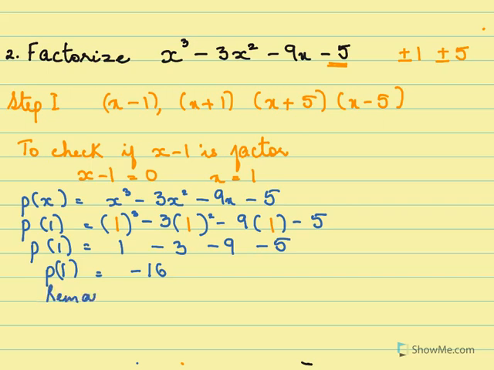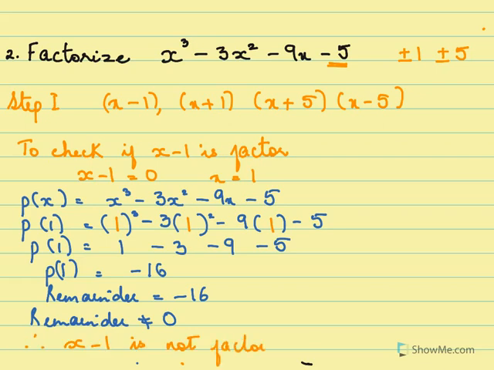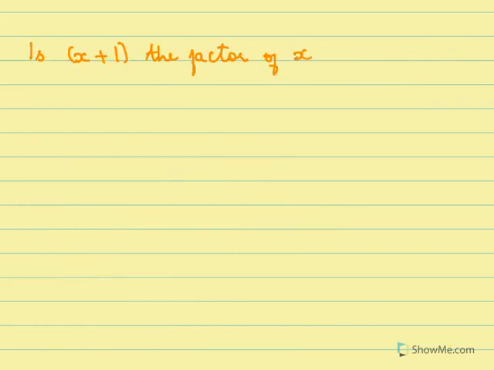Now the remainder is equal to minus 16. The remainder is not 0. Not equal to 0. Therefore, I can say x minus 1 is not a factor of x cube minus 3x square minus 9x minus 5. So if x minus 1 is not a factor, now we've got to check if x plus 1 is a factor of x cube minus 3x square minus 9x minus 5.